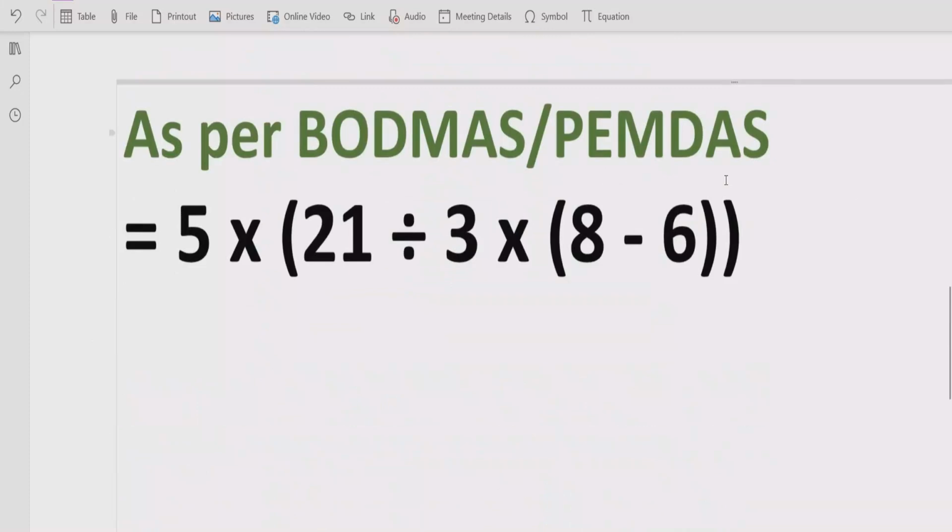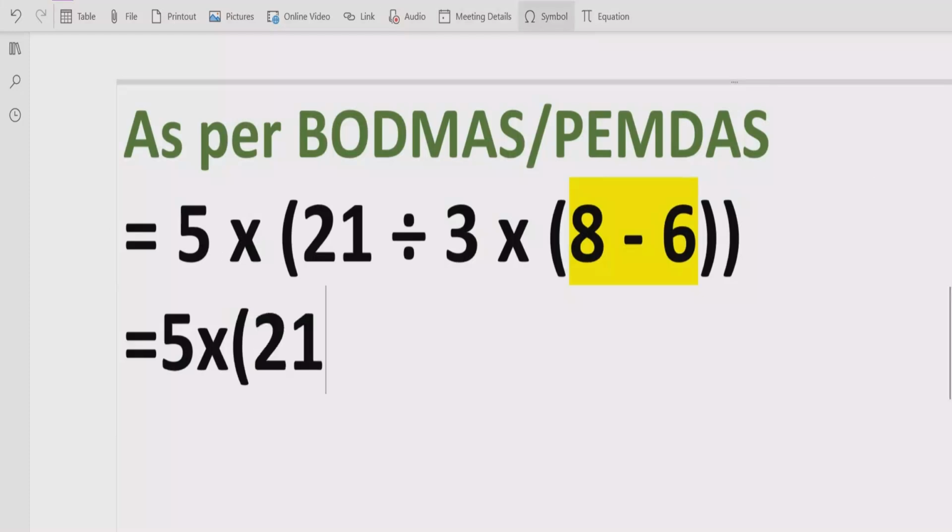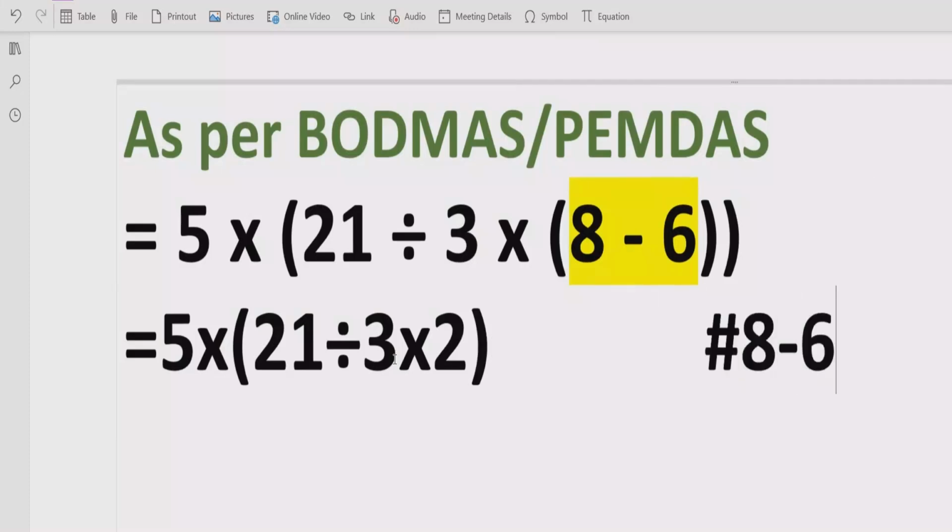So now we have to go to solve the given expression. According to the BODMAS and PEMDAS rule, first of all, we have to solve the bracket, and if a bracket contains an inner bracket, we have to solve the smallest bracket first, which is 8 minus 6. This one we have to solve first. Multiply by 21 divided by 3 multiply by 8 minus 6, which is equal to 2. And here we have 8 minus 6 equal to 2.